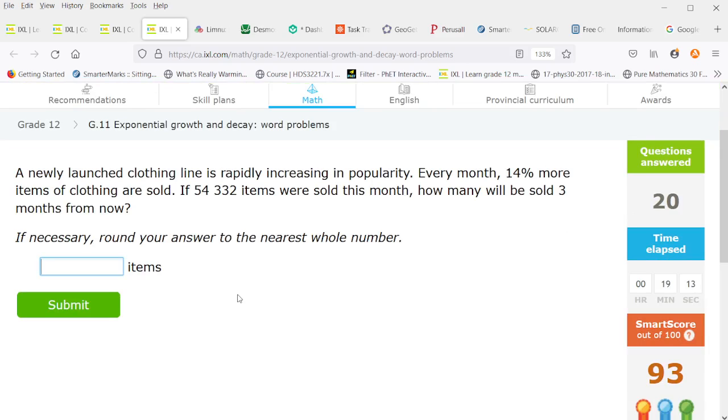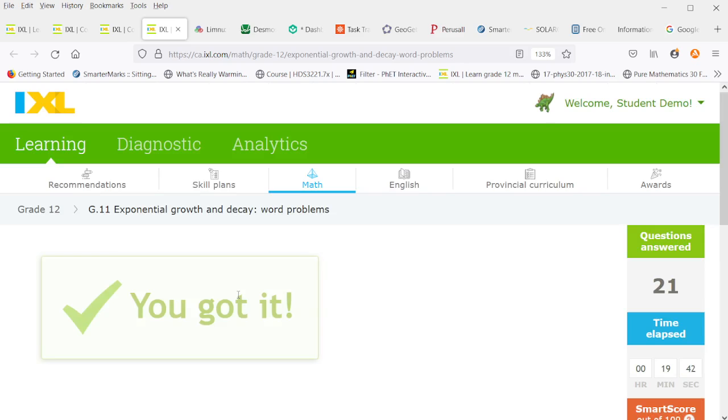Now, a newly launched clothing line is rapidly increasing in popularity. Every month, 14% more items of clothing are sold. If 54,332 items are sold this month, how many will be sold in 3 months? That's 54,332 times 1.14 exponent 3, or rounded to the nearest whole number, 80,495 items.